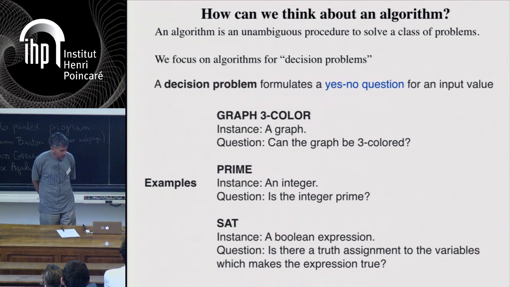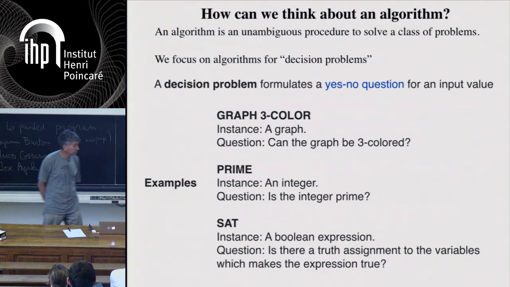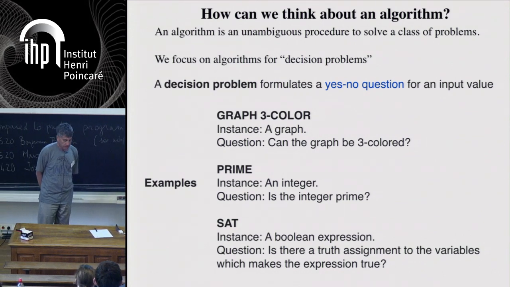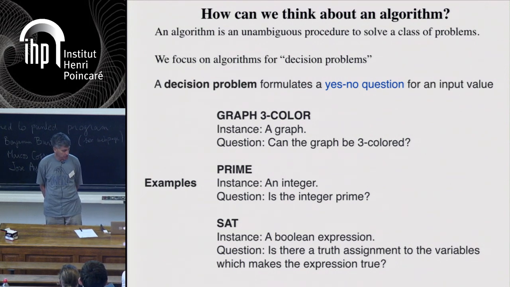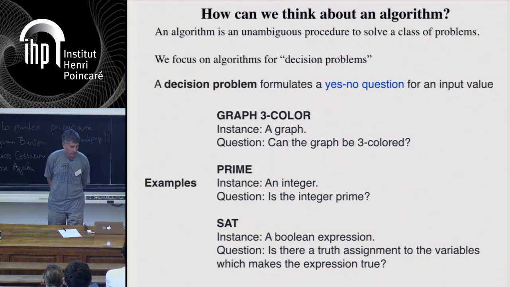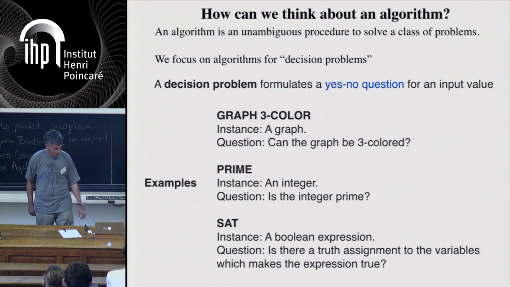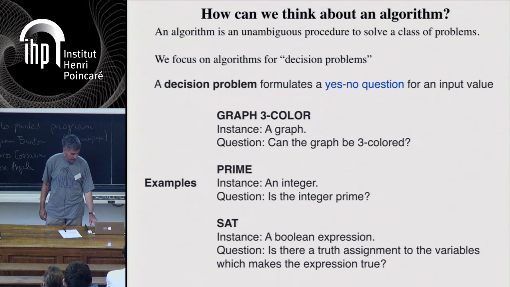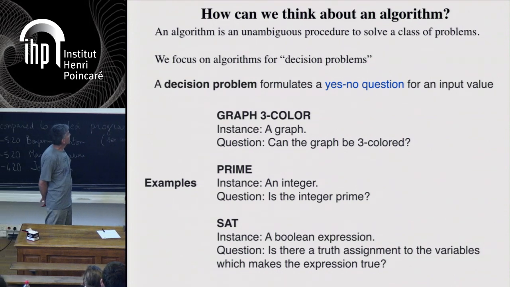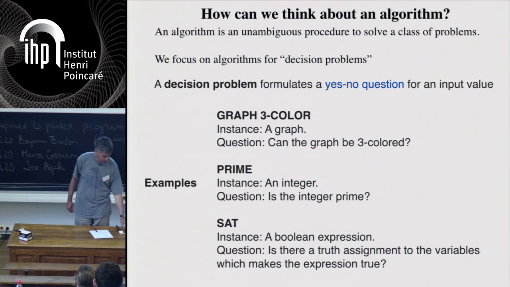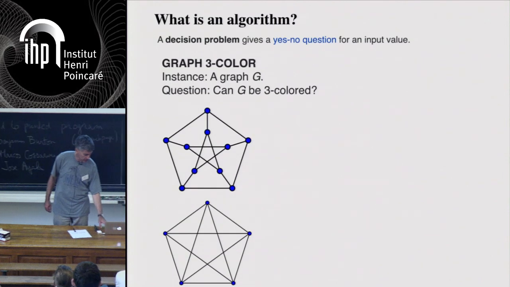So the three examples are graph three coloring. You're given a graph and you're asked whether you can color the vertices so that no two vertices connected by an edge have the same color and only use three colors. Prime: you're given an integer and asked, is it prime? And satisfiability, SAT: you're given a Boolean expression and asked if it's true. So let me give you an example of each of these.